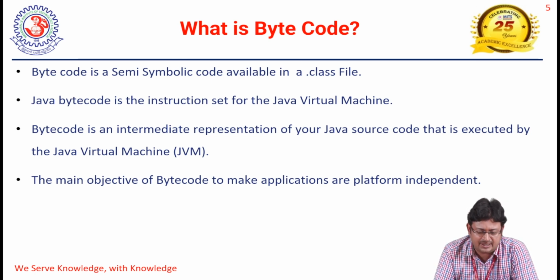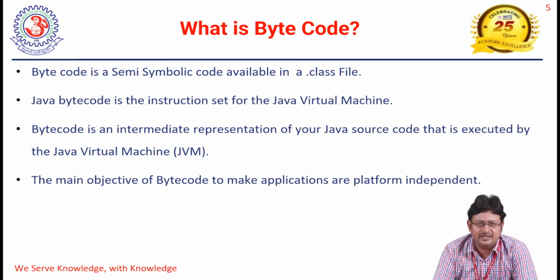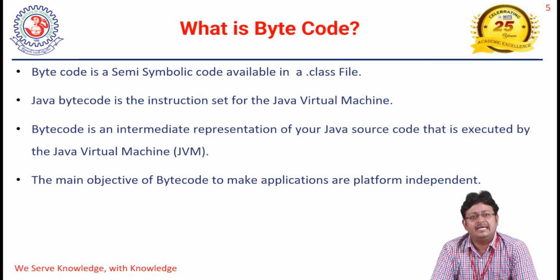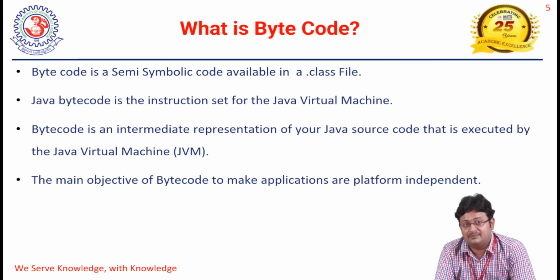I will try to show you in the coming sessions. Once I compile the .java file, I get the .class file, which contains the complete set of bytecode instructions. The main objective of bytecode is that it is the instruction set for the Java virtual machine. That means the JVM always reads instructions from the .class file, but not the source code.